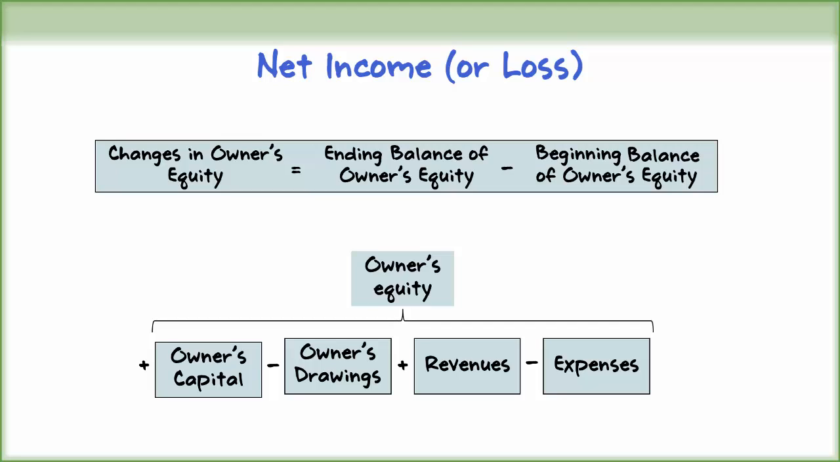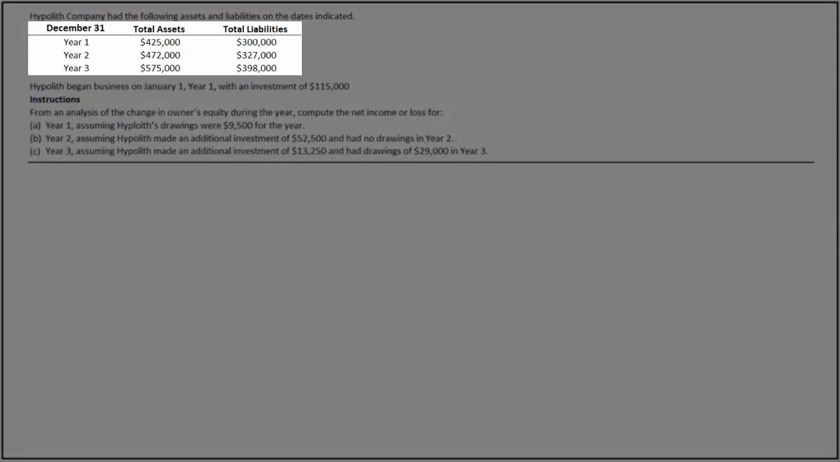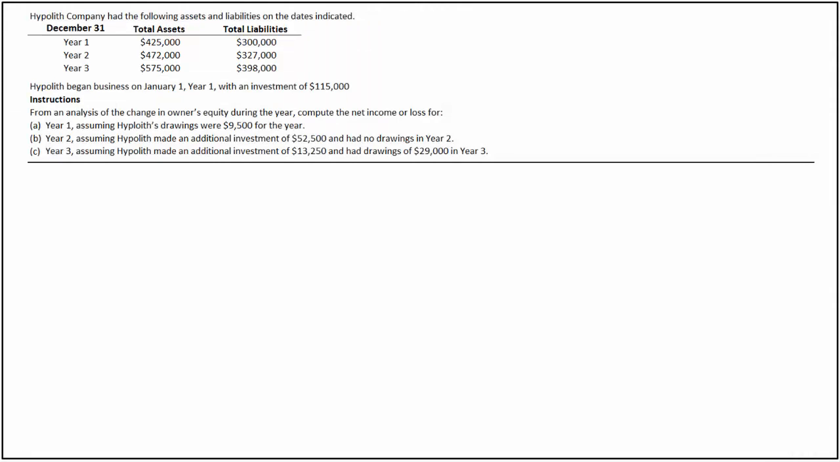Let us now look at an illustration to see how to compute the net income or loss from an analysis of the change in the owner's equity during the year. The ending balances of total assets and total liabilities of Hypolith Company for 3 cumulative years are given. The company began business on January 1st, year 1, with an investment of $115,000. We will analyze the change in owner's equity and compute the net income or loss of Hypolith for all 3 years.